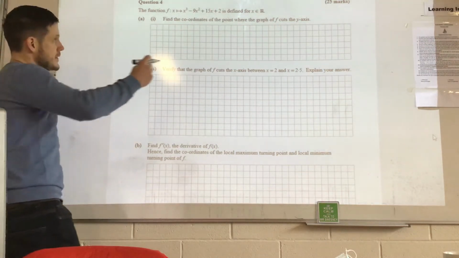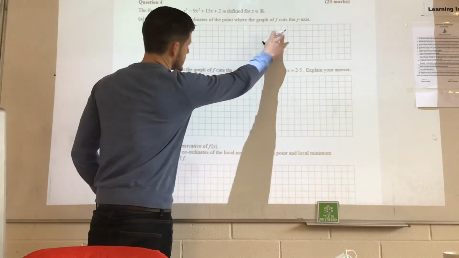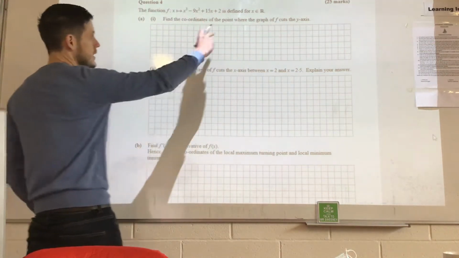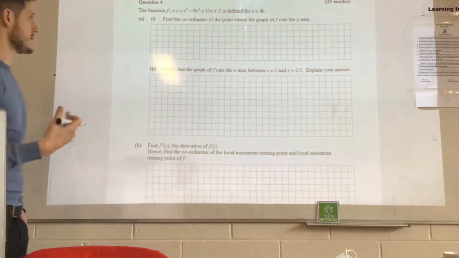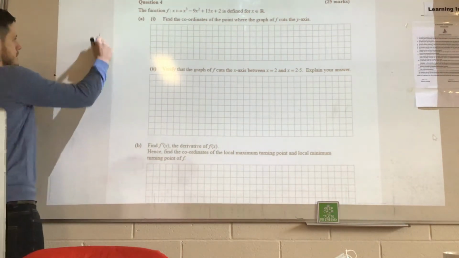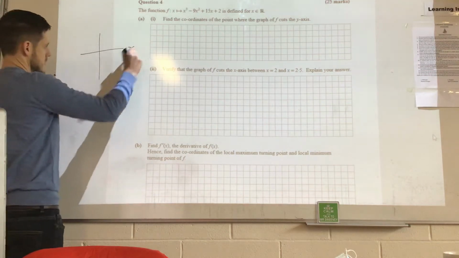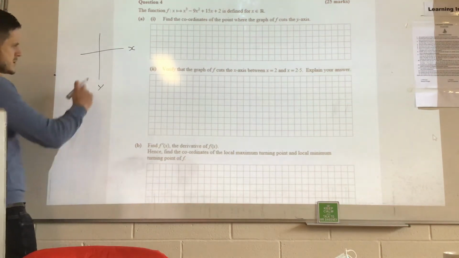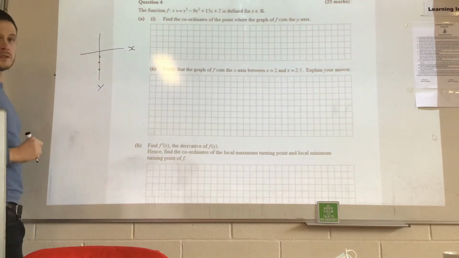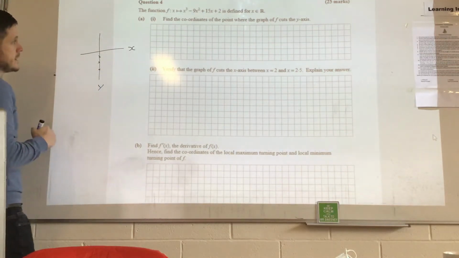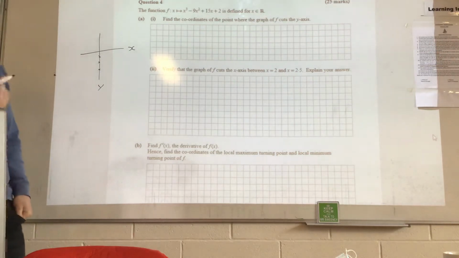So it says find the coordinates of the point where the graph f cuts the y-axis, and it gives us this function here. We don't really care about all this stuff, we just care about x cubed minus 9x squared plus 15x plus 2. So remember, an x and a y-axis. If something cuts the y-axis, so it's crossing the y-axis, x is equal to 0. Same if something crosses the x-axis, y is equal to 0.